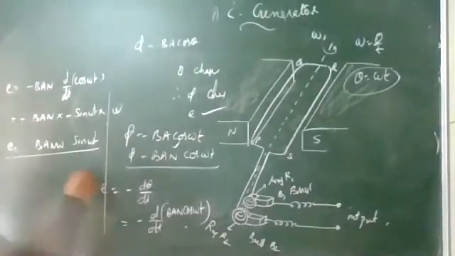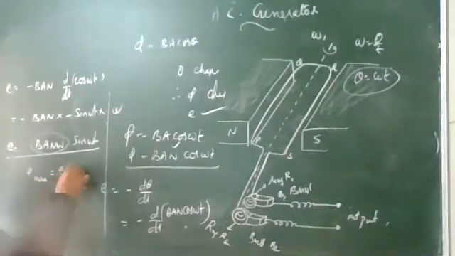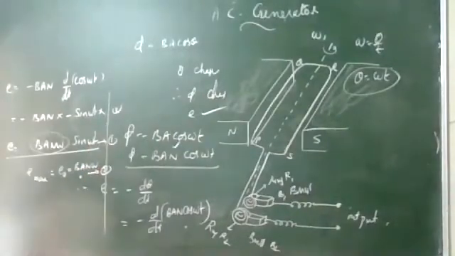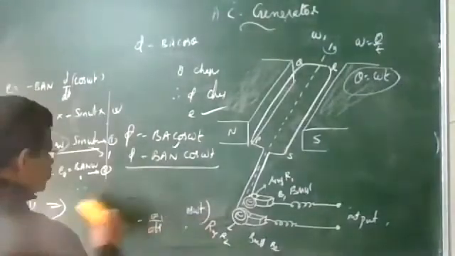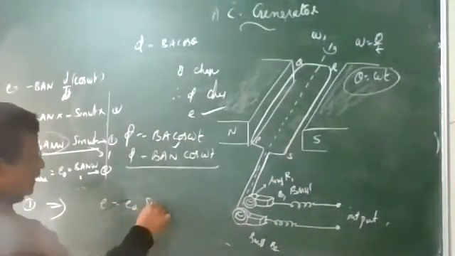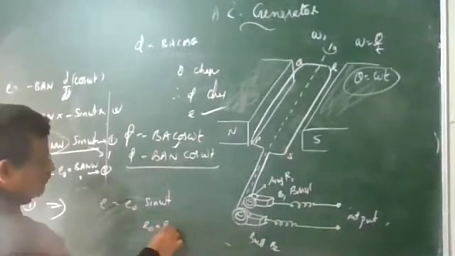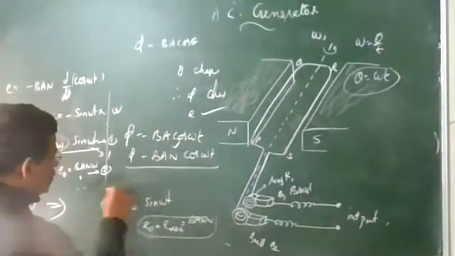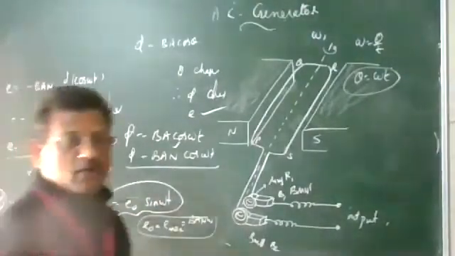This EMF will be maximum when the sine function is maximum. So E max is equal to E naught, that is BAN omega. This is equation number 2. When the sine function is 1, we get the maximum value of EMF. Substitute 2 in 1. So the EMF that you get as output of the generator is E equal to E naught sin omega t, where E naught is the maximum value of the EMF produced, equal to BAN omega. Very important equation.